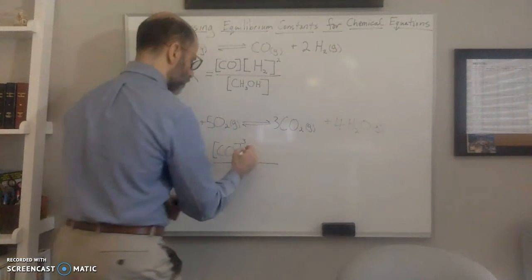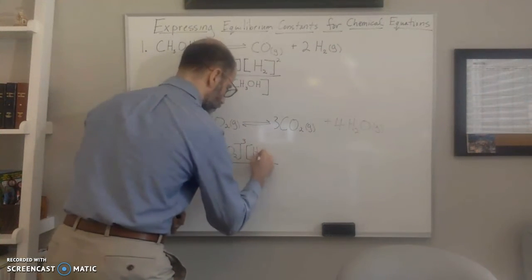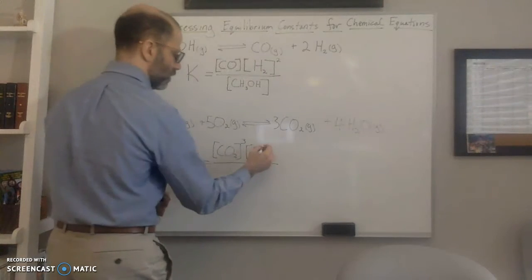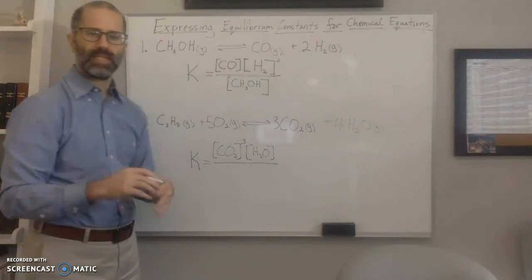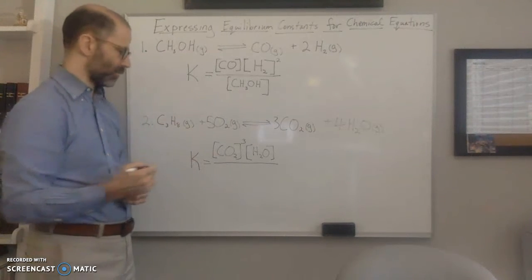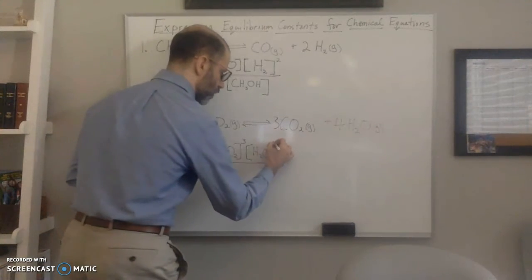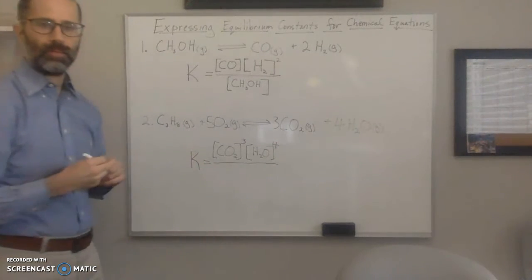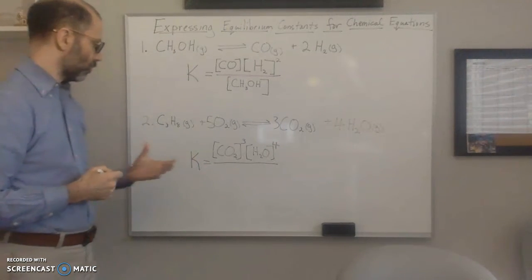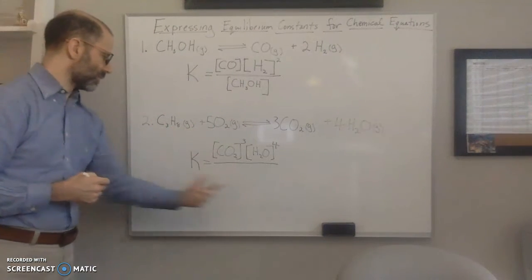Now we do water, so we're going to multiply that by the concentration of water. Remember, that's in square brackets. So the square brackets means the concentration of, the molar concentration of. So this is a 4 coefficient, so we're going to raise this to the power of 4. Okay, so now we've got our products down. Now we're going to put our reactants on the bottom.